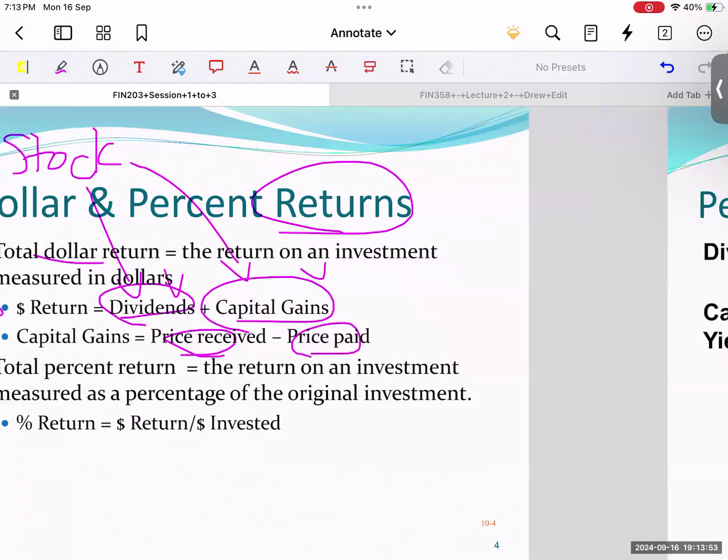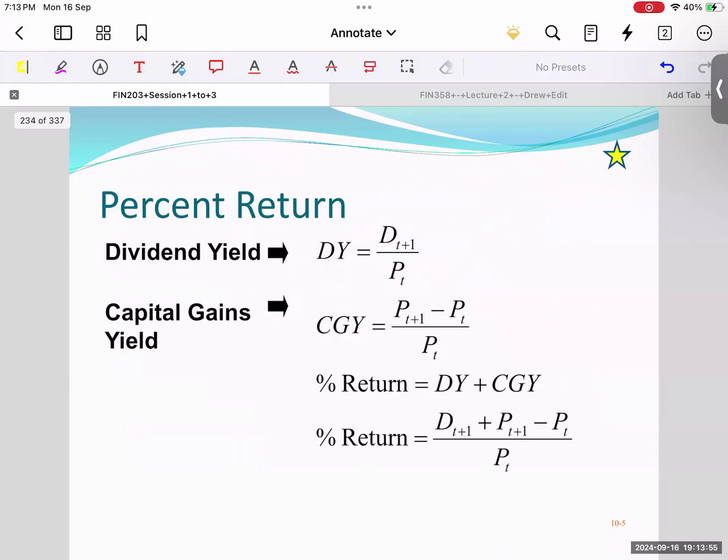So we do have a formula here to formalize the idea. The dividend yield is the dividend that you receive divided by the price of the stock that you purchased. And for capital gains, how much you purchased initially is P_t, and then what happens after that is P_t+1.